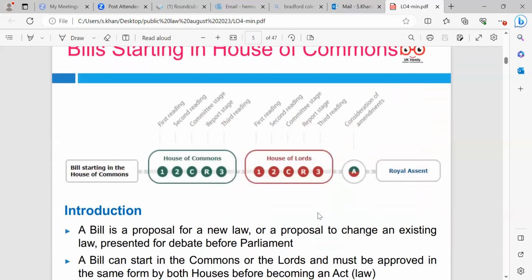So bills starting in the House of Commons: you have the House of Commons, first reading, second reading, committee stage, report stage, and then you have the House of Lords, first reading, second reading, committee stage, report stage, and third reading. Any sort of consideration for amendments.